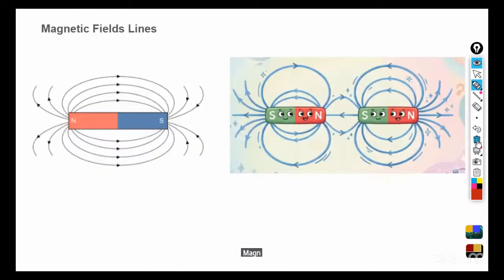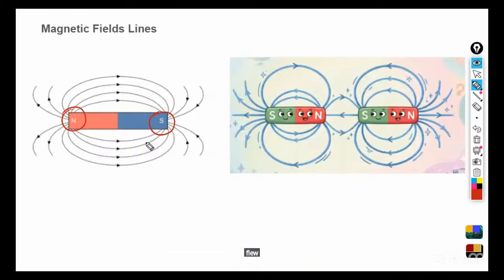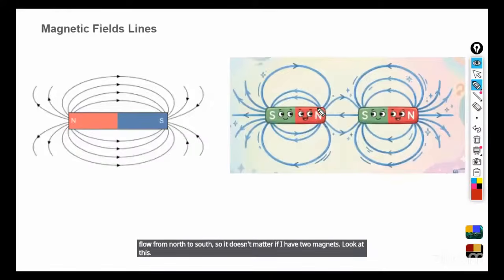Magnetic field lines always flow on the outside of a magnet from north to south. Remember the first diagram? Magnetic field lines flow from north to south. So it doesn't matter if I have two magnets. Look at this. For the first magnet, I have a few lines going from north to south, right? Notice this here. You will see north to south.